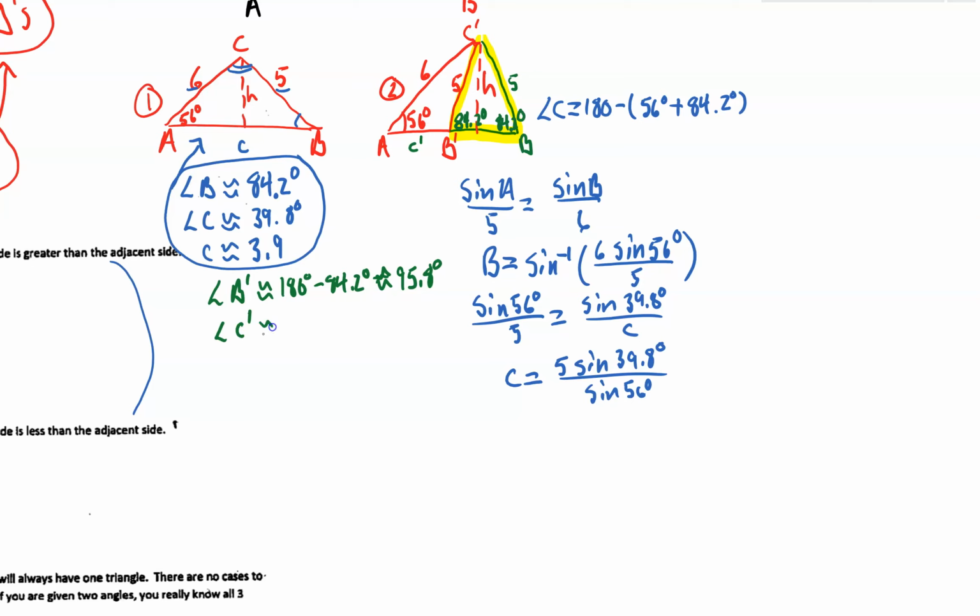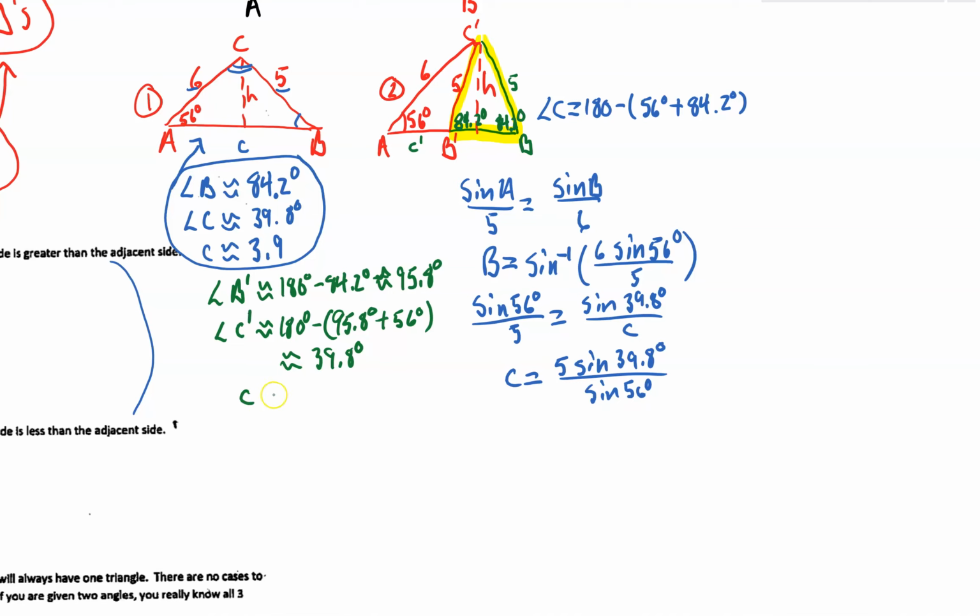Angle C prime then, well, it's going to be 180 degrees minus the addition of 95.8 degrees plus 56 degrees. So approximately for angle C, we're going to get 39.8 degrees. So not terrible to find those first two because you're just taking the information you already hopefully recognize and know and applying it.